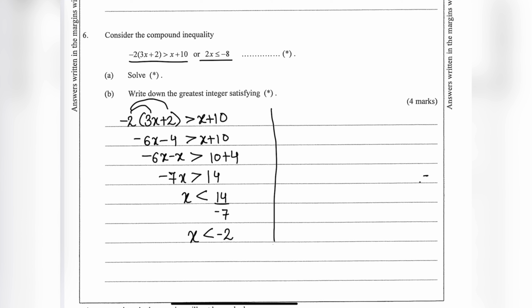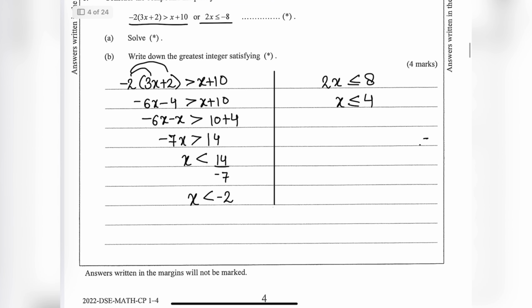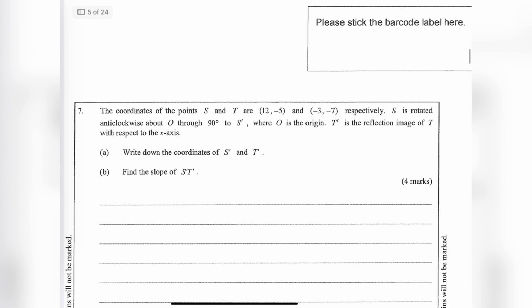Now, copy down the next inequality, which is 2x lesser than or equal to 8. So x is lesser than or equal to 4. Which one is the bigger number among them? Negative 2. So our answer will be negative 2. They said to write down the greatest integer satisfied. So the greatest value lesser than negative 2 is negative 3. So that's our answer. Let's move to the next question.